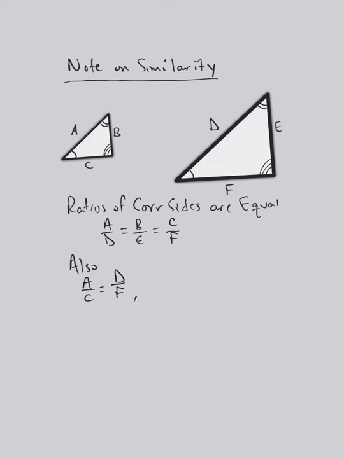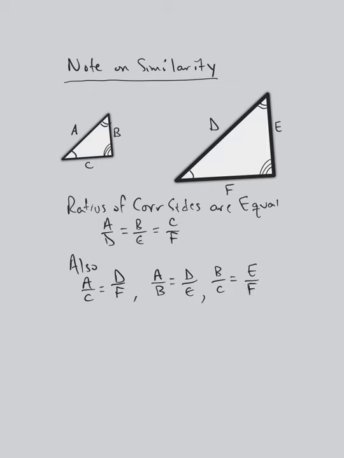And if we follow that pattern, I could say that A over B is equal to what, to the ratio of what 2 sides? That would be D over E. And then thirdly, the last one is I could look at the ratio of B over C, all right? And that's going to be the same as the ratio of E over F.